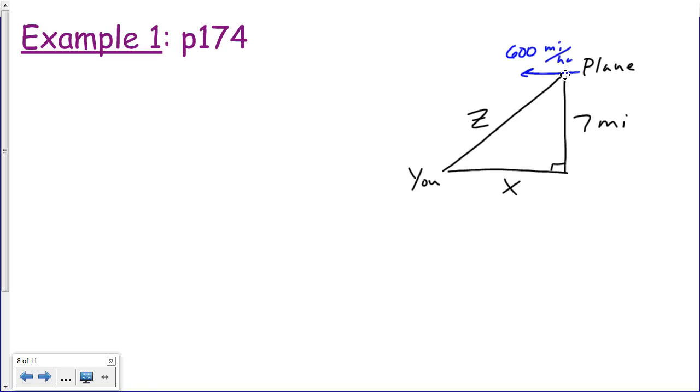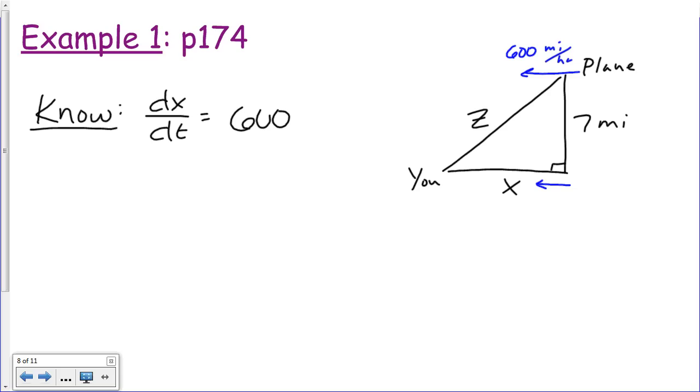Now again, if it's helpful to draw a picture, do so. That wasn't part of our guidelines, but in many problems you'll find that sketching a picture might help you out. Still, we want to write down what we know and what we're trying to find. As far as what we know, they told us one rate. That was the 600 miles per hour. As our plane is moving closer towards us, this distance x is changing at the exact same rate, because that's the plane's horizontal movement. So in other words, dx/dt is the rate that we know. The change in x with respect to time is the 600 miles per hour.